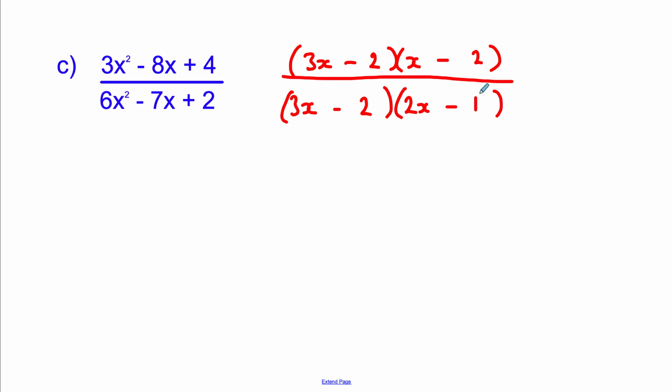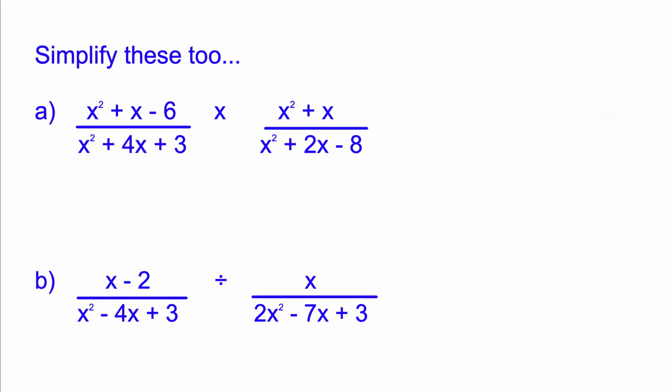That then leaves us just needing to cancel down the common factors, and this time the final answer is x minus 2 over 2x minus 1. Okay, so that's a few examples of simplifying algebraic fractions. I'm going to move on now to multiplying and dividing algebraic fractions.